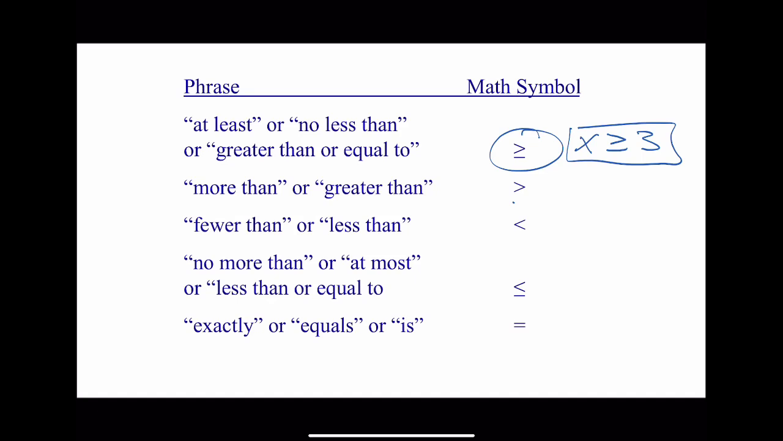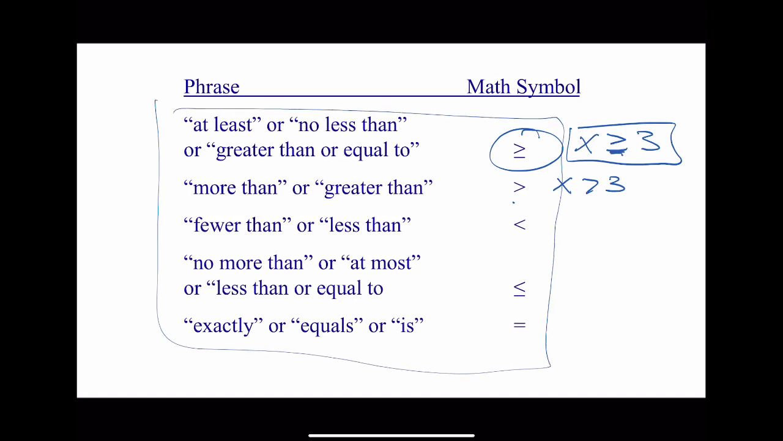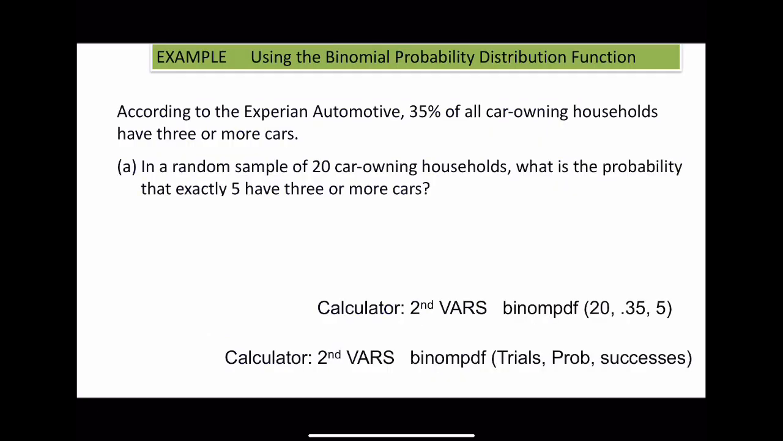With more than or greater than, so if I have X is greater than 3, 3 is not included. You cannot include 3. That little line underneath means or equal to. So this is just a little word bank, a reminder of what these mean, or what words you'll see in a word problem that will prompt you to use these. Okay, so let's actually do a math problem now.